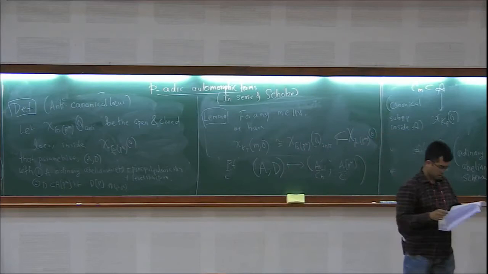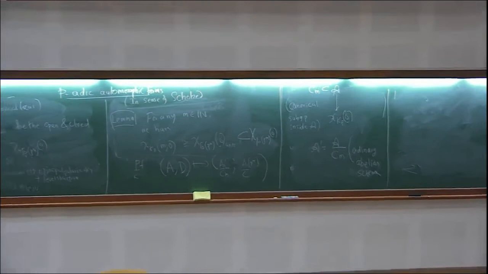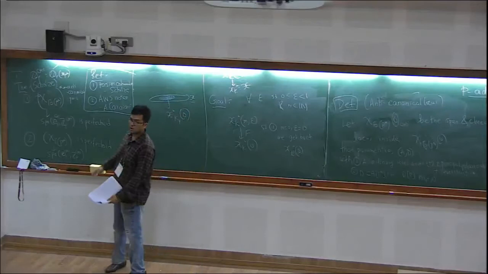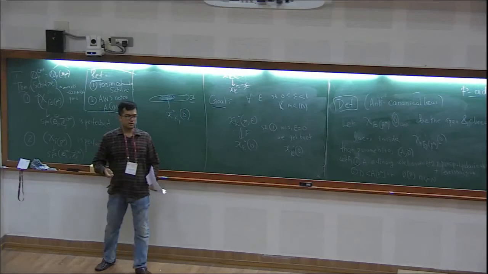Okay, so now this transition: I have this anti-canonical part here, but here there is no anti-canonical part. I think what Aditya is going to talk about is how to get a Galois representation, where you don't need the anti-canonical part. So the first theorem is only for this anti-canonical part, but the second theorem is for the whole adic space.